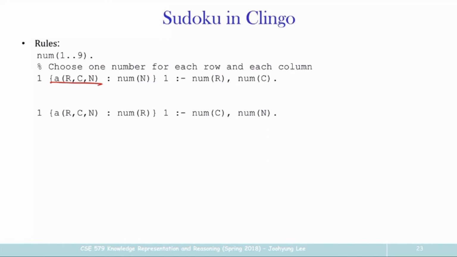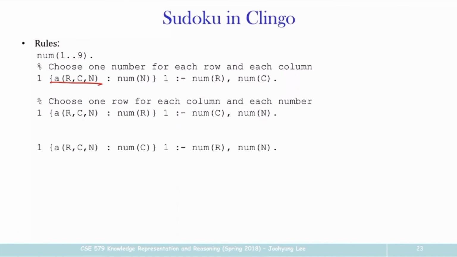So this is almost similar to the first one, but now C and N is fixed. That's a global variable, and you have to choose exactly one row. So basically you just change the comment here. So choose one row for each column and each number. If you're given a column and number, you have to have exactly one row for that.